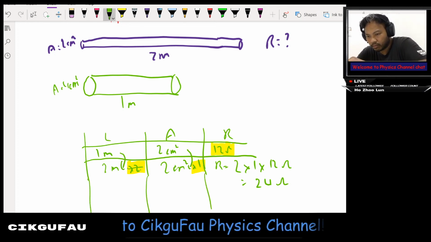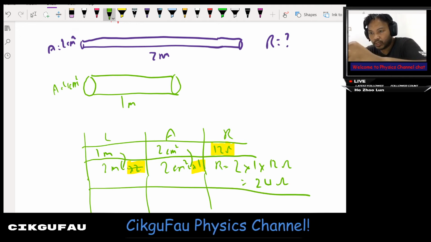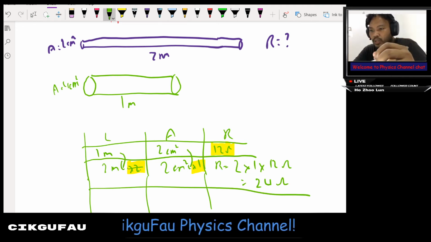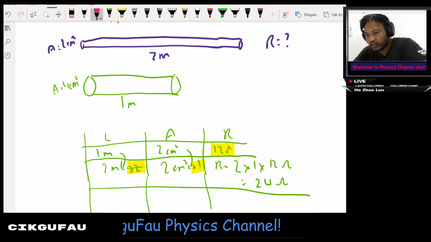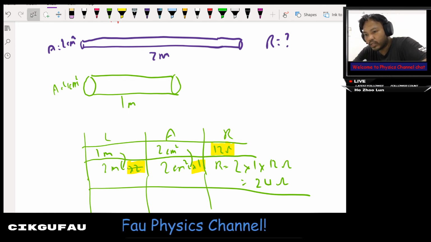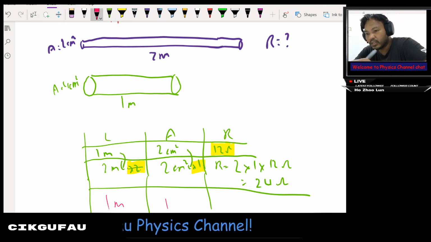So my new length, I use a different color. Your new length is 1 meter, but the cross-sectional area now is 4 cm square.